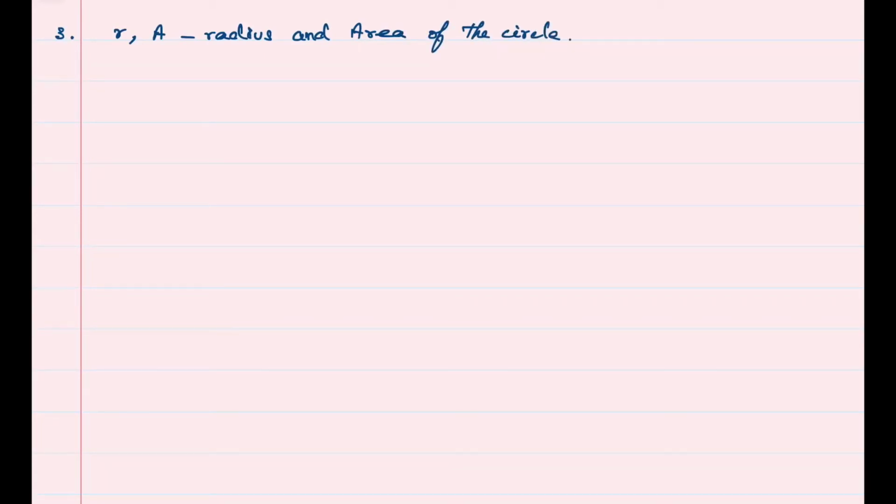Now we will write the given quantities. The radius of a circle is increasing uniformly at the rate of 3 centimeters per second. Look at the unit, 3 centimeters per second. That means it is with respect to time t. And the radius is given as 10 centimeters. Find the rate at which the area of the circle is increasing. We have to calculate dA by dt.